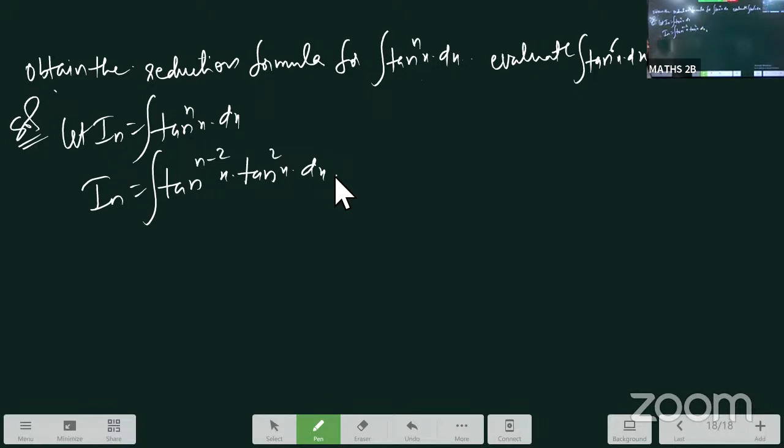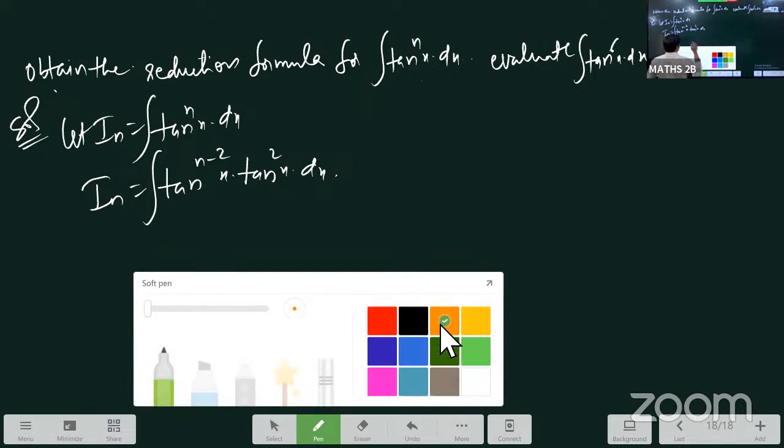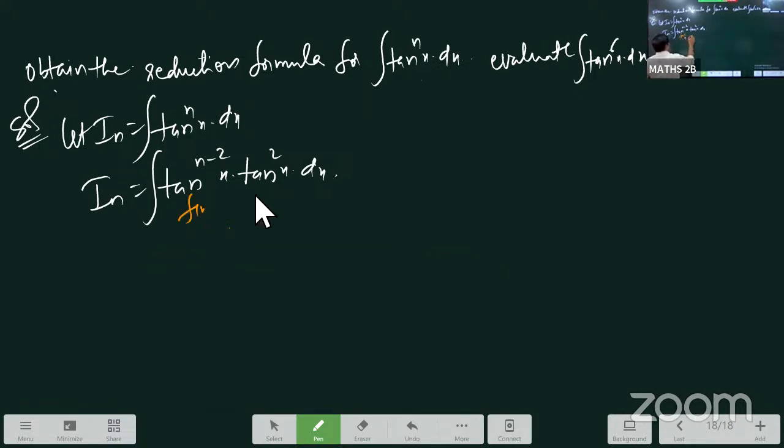Now in sine and cos, what we did? Sine to the power n minus 1 into sine x, I did. Cos to the power n minus 1 into cos x. Now what we are doing? Tan to the power n minus 2, means I should get tan square x. Is it clear? Right. So now this is your f of x, not f of x and g of x.